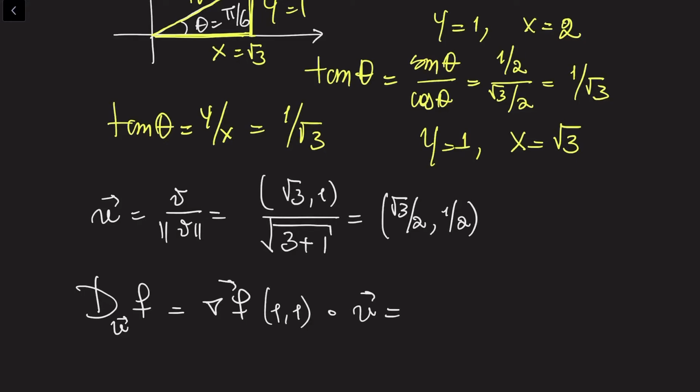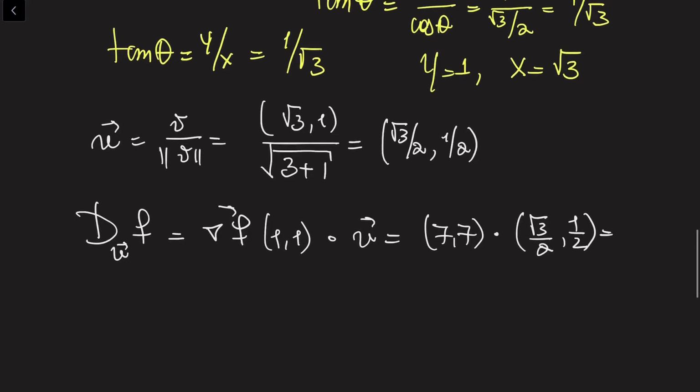So in this case it's going to be 7 and 7 times, as a dot product, the square root of 3 over 2, 1 over 2, which is going to be equal to 7 square root of 3 over 2 plus 7 over 2.